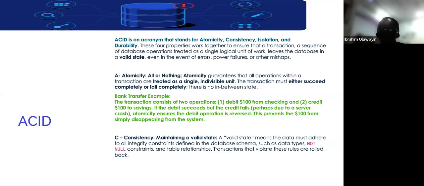So that's why I illustrated here that a valid state means that data must adhere to all integrity constraints defined in the database schema. I've explained what schema and constraints are, so I'll do a quick recap for those that are just joining. Schema is basically a template, right? It is how you structure the table you are defining, the table in which you want to store your data.